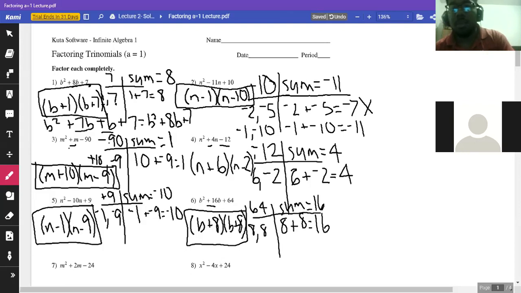All right, anyone have any questions on that before we move to the next type of factoring? No. All right, let's go ahead and move on then.